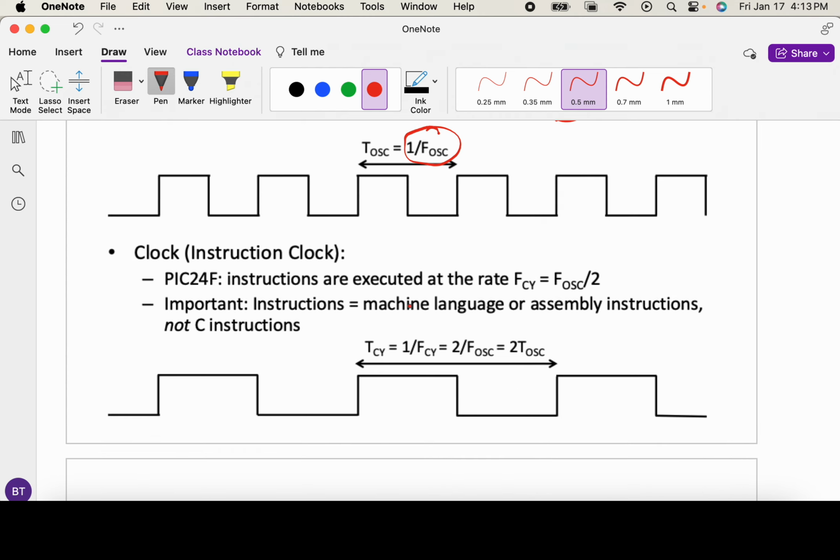Clock instructions, on the other hand, are how fast each individual assembly line of instruction is executed. So for each clock instruction cycle, there's one assembly line of code that's executed, and the frequency of that clock instruction, we'll call it FCY, is half the oscillator frequency. Okay, so if the frequency is half, then of course the period is twice the oscillation period. So twice the time for each clock instruction.